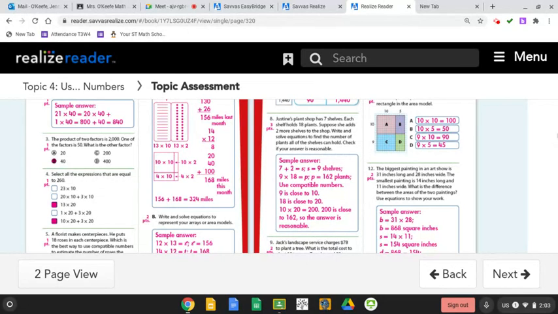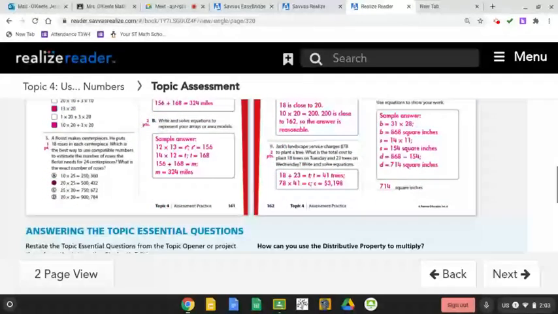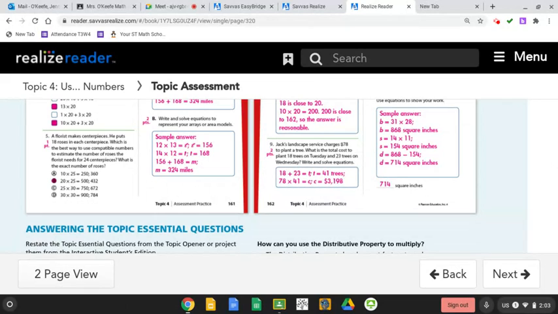Number 9. I keep forgetting I have to use that. Number 9, Jack's Landscape Service charges $78 to plant a tree. What is the total cost to plant 18 trees on Tuesday and 23 trees on Wednesday? Write and solve an equation. So same thing like question number 8.